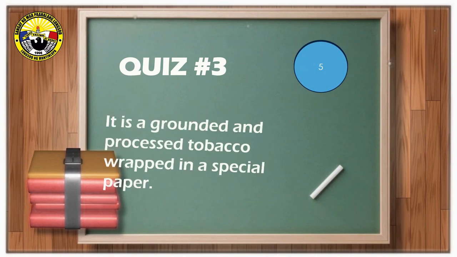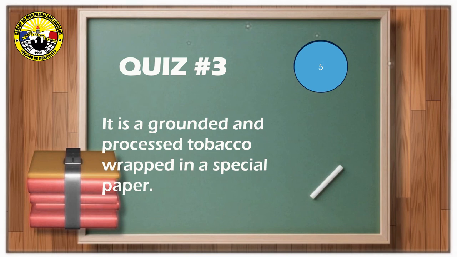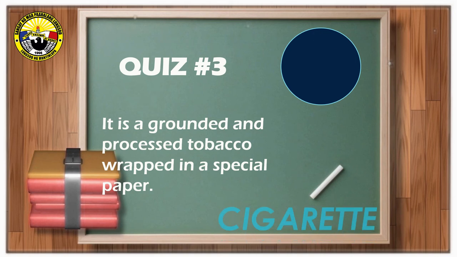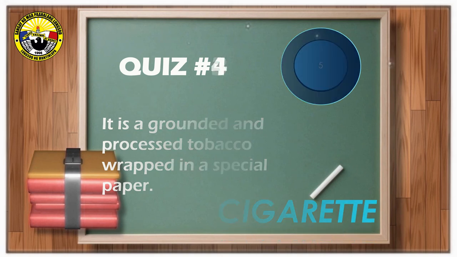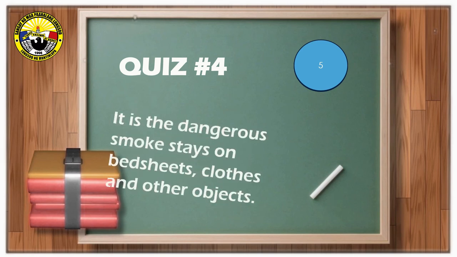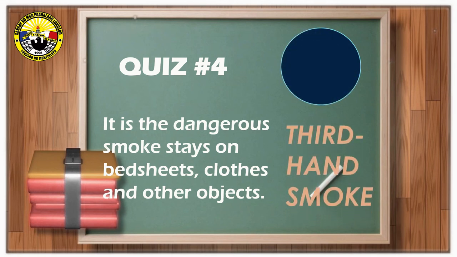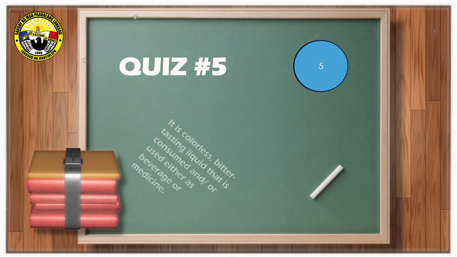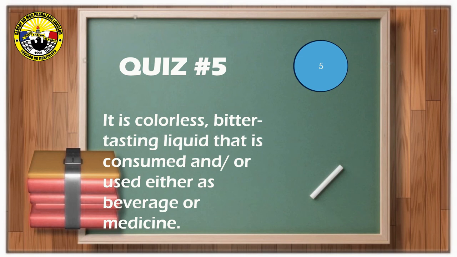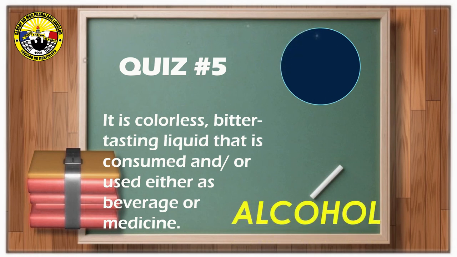Quiz number 3. It is a grounded and processed tobacco wrapped in a special paper. What is your answer? Cigarette? Yeah, you're right. Quiz number 4. It is the dangerous smoke that stays on bed sheets, clothes, and other objects. Did I hear third-hand smoke? Excellent. That's the correct answer. Quiz number 5. It is a colorless, bitter-tasting liquid that is consumed and or used either as beverage or medicine. Yes, it's alcohol. Very good.